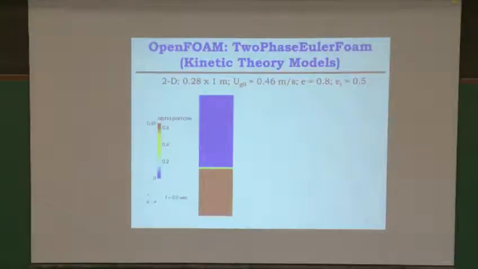So this shows the results of an OpenFOAM simulation on a small 2D fluid bed, 0.28 by 1 meter, with the superficial gas velocity shown here, a restitution coefficient, Gidaspow model, of 0.8, and a tangential distribution coefficient of 0.5.